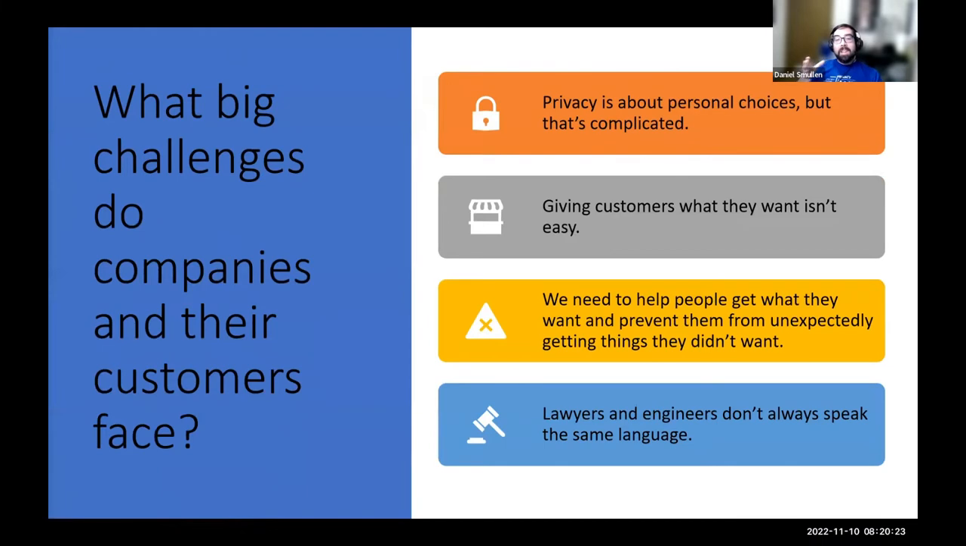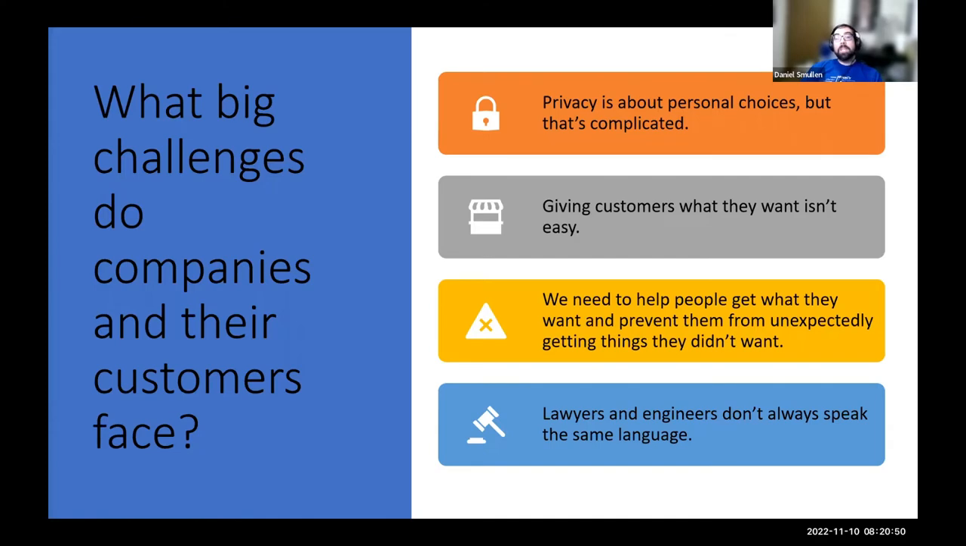So let's get into the meat of the talk now. What are the big challenges that companies and their customers face? And this is not Amazon specific. This is true no matter what area of not just the tech industry, but companies period face, because everybody has data, everybody uses data. And whether you realize it or not, most companies are probably software companies these days, or at least deal in some respects with software and therefore data.